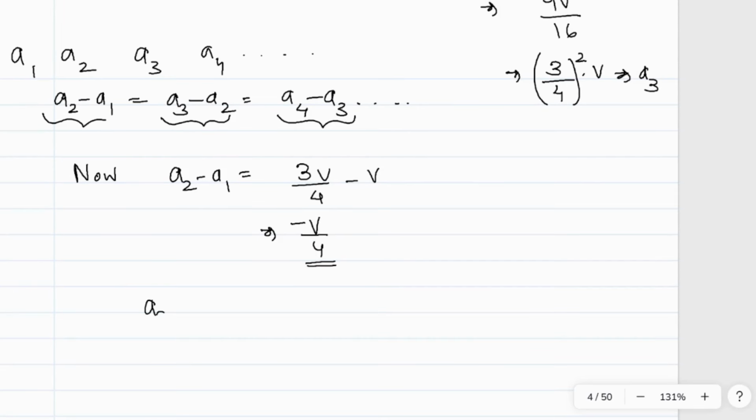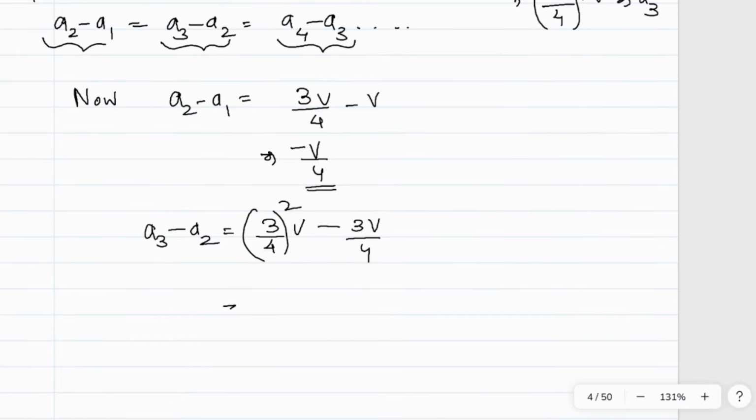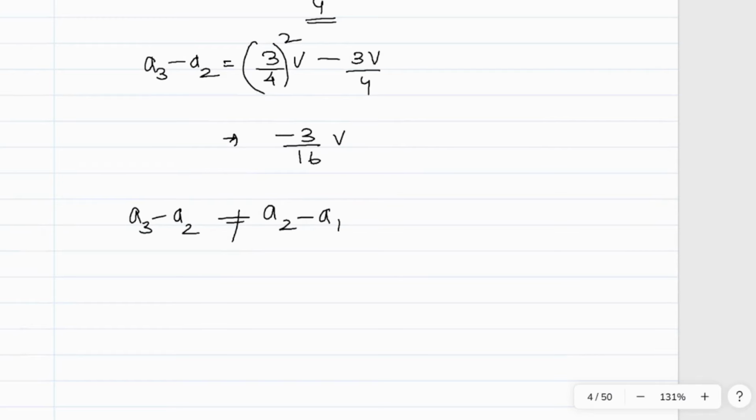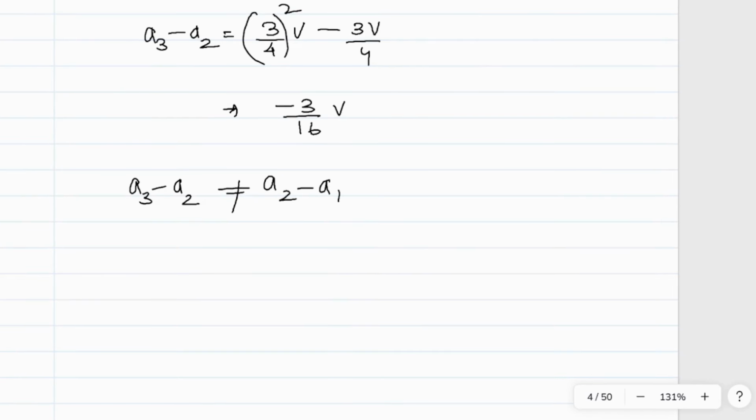Again, let me find A3 minus A2. What is A3 minus A2 here? 3 by 4 square v minus 3v by 4, which is equal to minus 3 by 16v. You can now see that these values are not equal. A3 minus A2 is not equal to A2 minus A1. Therefore, hence the given series is not an AP.